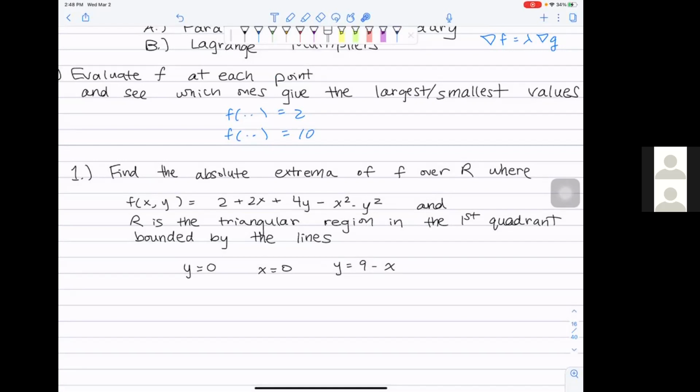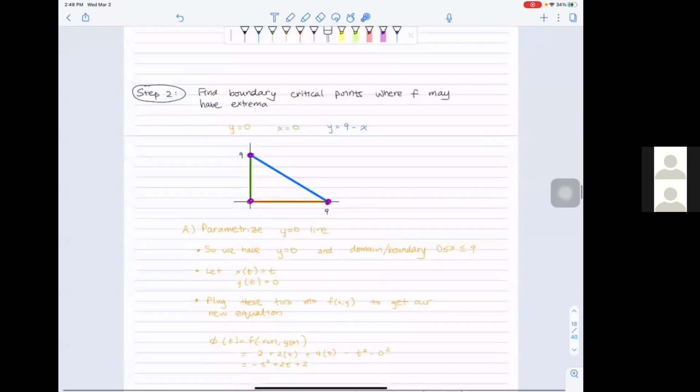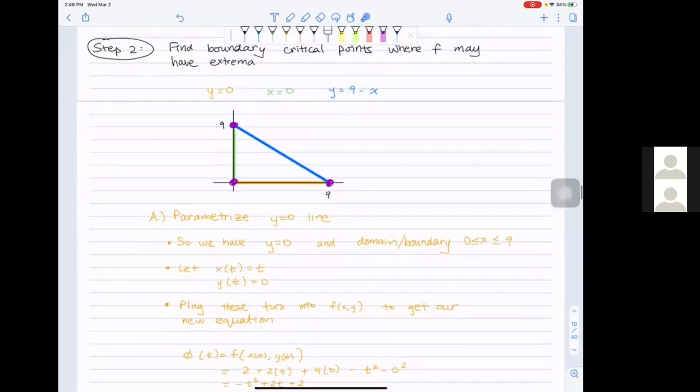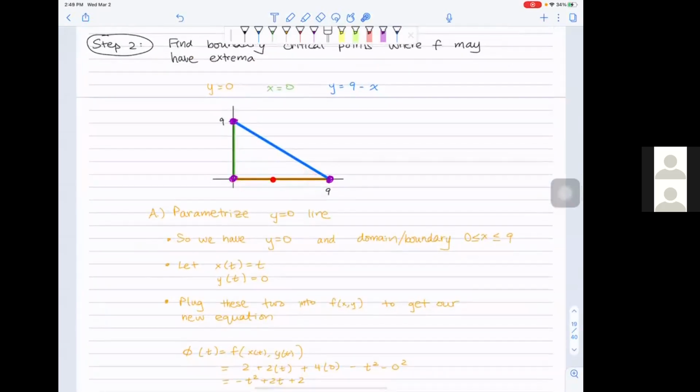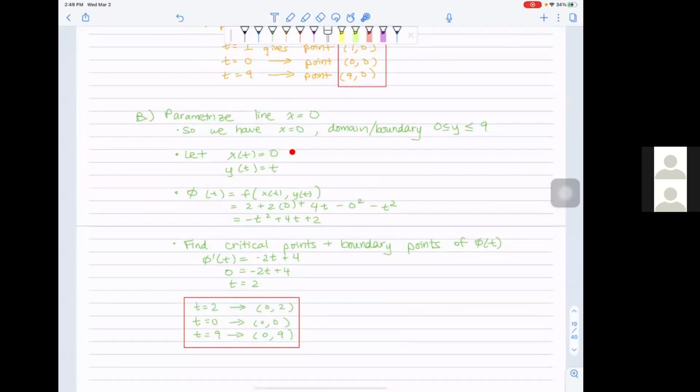Okay. Let me continue the rest of the lines on my iPad. So we did the y equals 0 line. That's this orange line. We also have to parameterize each of the other lines. So if you take the green x equals 0 line, parameterizing that, well, x is 0, y can be anything from 0 to 9. And so you do the same thing. You find a single equation with one variable, take the derivative, set it equal to 0, you get t equals 2. And then we also consider the domain.